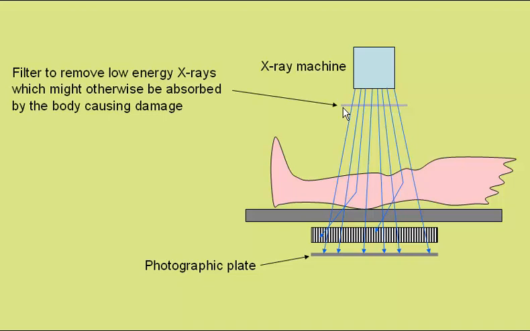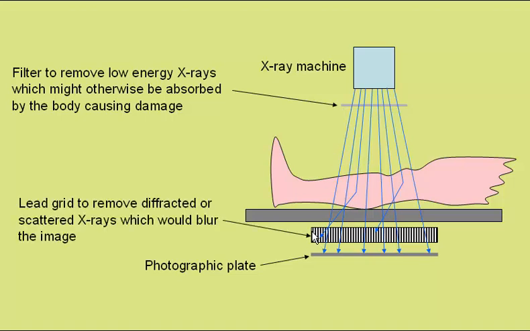Here we have a filter. This removes the lower energy X-rays, which would have a greater chance of being absorbed by the body, causing damage to the body. And here we have a lead grid. This removes any diffracted or scattered X-rays, such as these two rays here, which would otherwise blur the image being produced on the photographic plate. Only the X-rays passing vertically down can get through the grid.